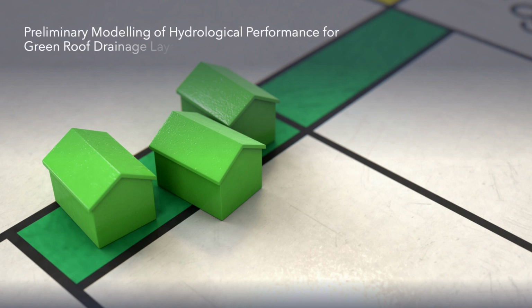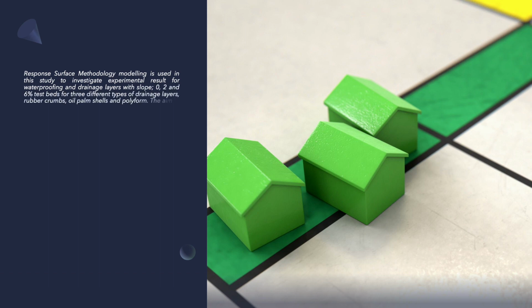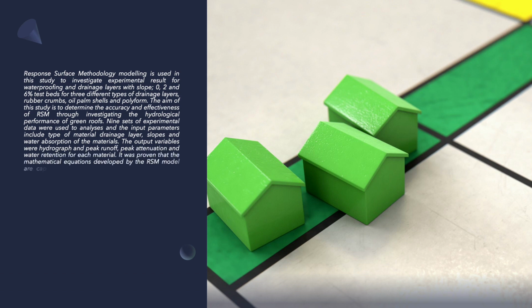Today, I'm presenting a paper on the preliminary modeling of hydrological performance for green roof drainage layer using response surface methodology. Response surface methodology modeling is used in this study to investigate experimental results for waterproofing and drainage layers. The aim of this study is to determine the accuracy and the effectiveness of RSM through investigating the hydrological performance of green roof.